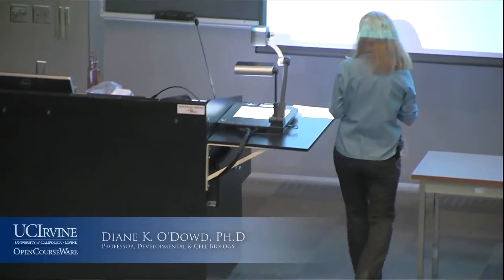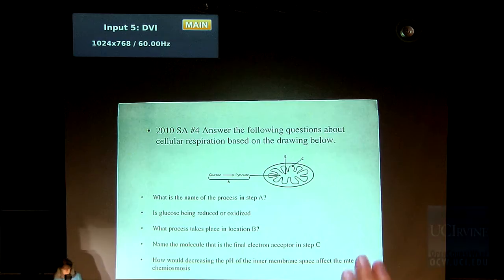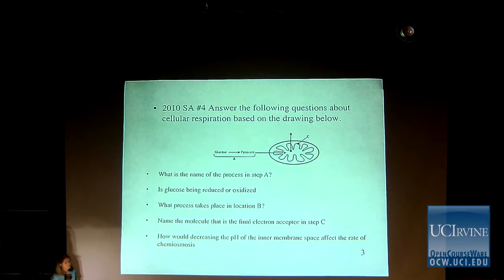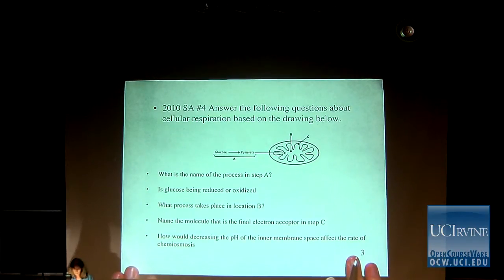From some short answers from previous exams. And I'm going to do this on the document camera. This first one that we're going to go over was from 2010, so it's one of your practice exams. It says, answer the following questions about cellular respiration based on the drawing below. So here's one where you just have to pull some of these words out of memory.